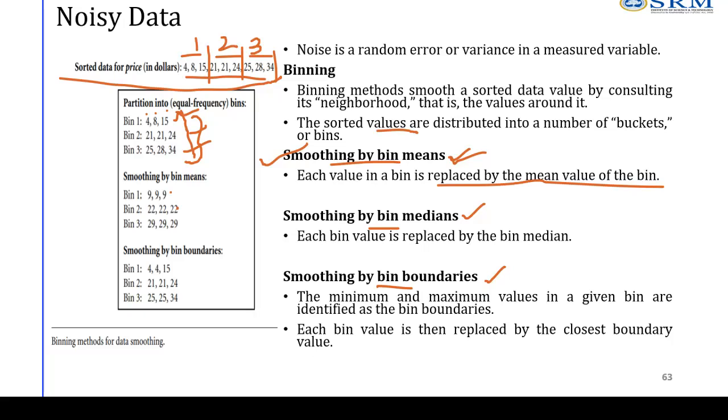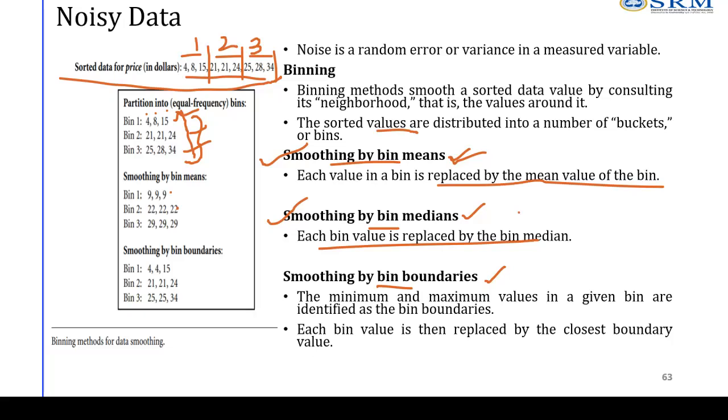Then the second method is smoothing by bin medians, where each bin value is replaced by the bin median. For example, if you take 4, 8, 15, the median will be 8, so each component here will be replaced by 8. In the next bin, 21 is the median, so every element here is replaced by 21. And here 28 is the median, so every element will be replaced by 28.